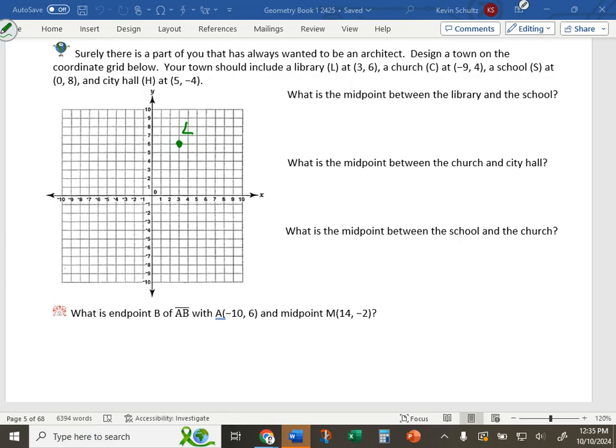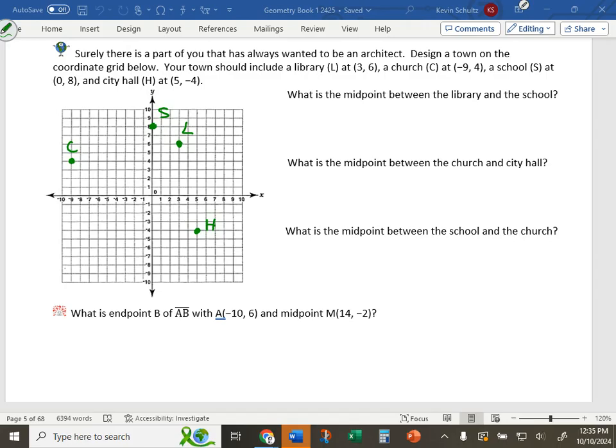Point C, the church, goes at negative 9,4. So negative 9 on x, 4 on y. There's your church, point C. Gotta have a school at 0,8. Here's our point S, our school. And City Hall, point H at 5, negative 4. So 5, negative 4 goes right down here. Here's point H. Those 4 points should be on your coordinate plane in those exact spots.